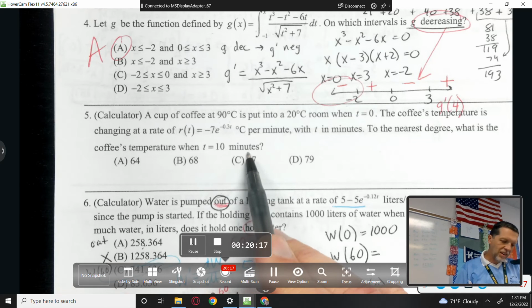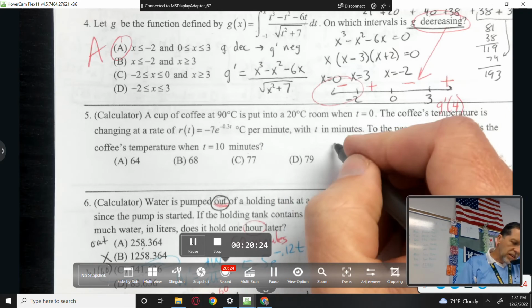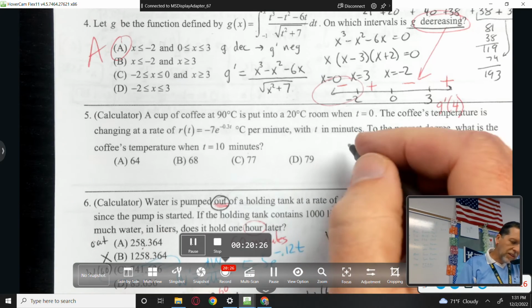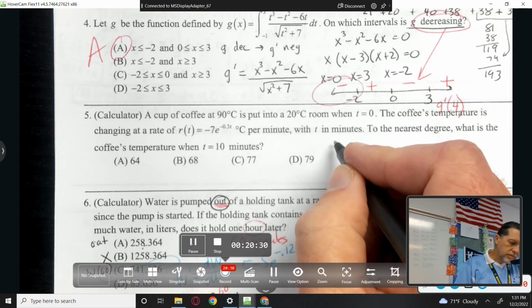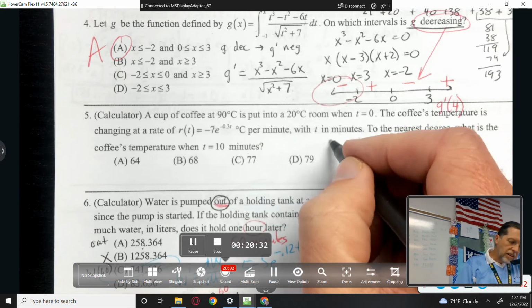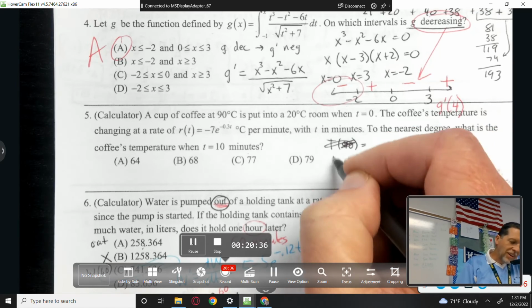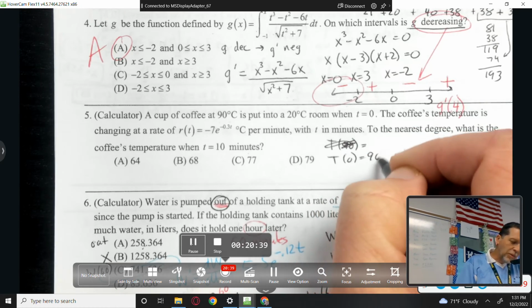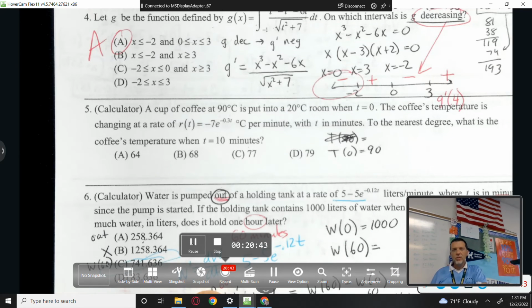Okay, wait. Coffee cup starts at 90. R, well, R is the rate. Whatever you want to call the antiderivative. The antiderivative of R. So T of 90 is, no, did that backwards. T of 0 is 90. That's the coffee temperature at 0. 20 is the temperature of the room, so I don't know that factors in anywhere.